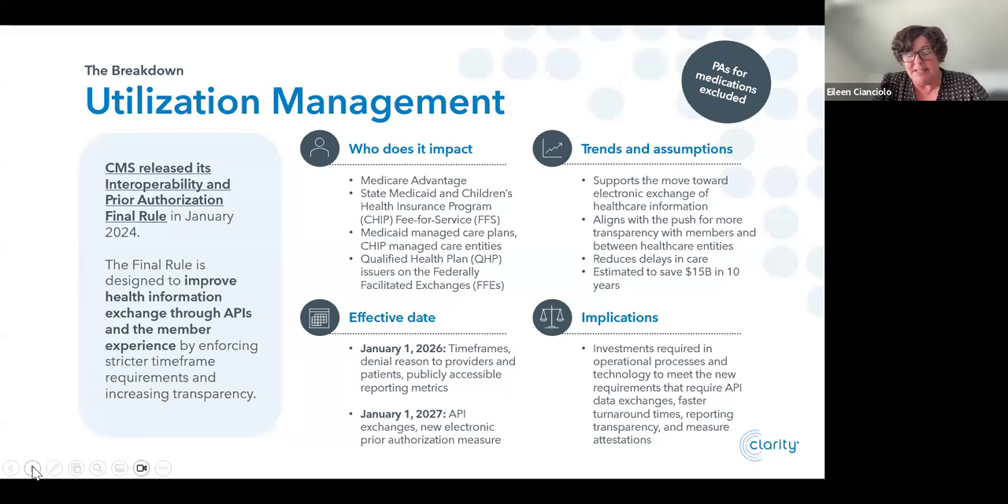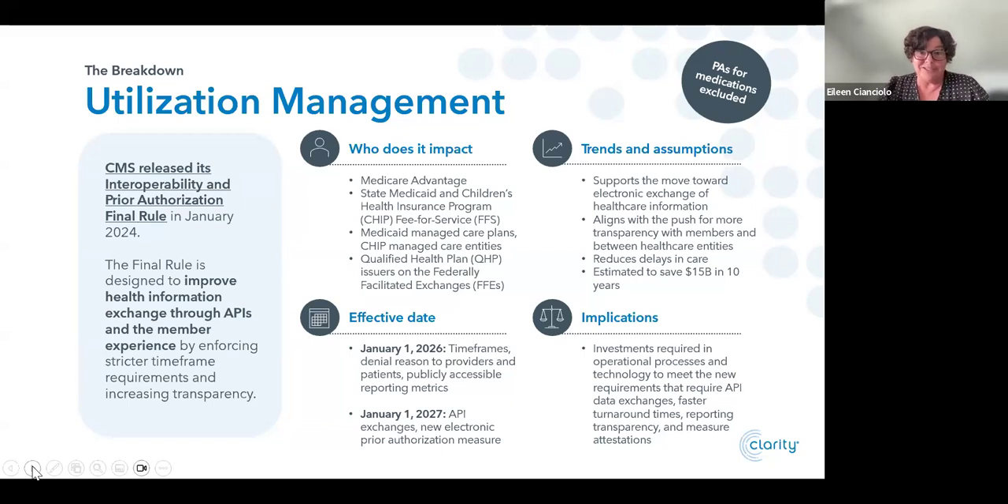So, some of the trends and assumptions are moving more and more towards the electronic exchange of healthcare information. This step with the APIs is really starting to move that forward, as well as aligning the push for more transparency with members and between the healthcare entities. And probably one of the most important things in here is reducing delays in care. The estimated utilization management savings is around 15 billion over 10 years. So what are the implications?